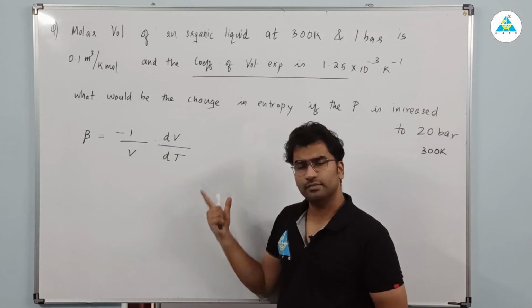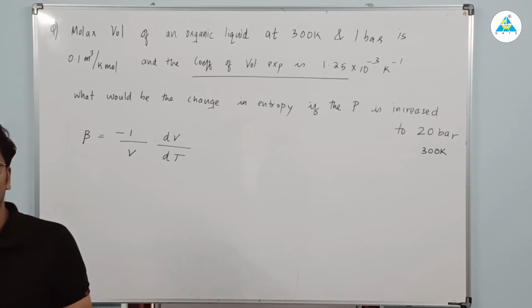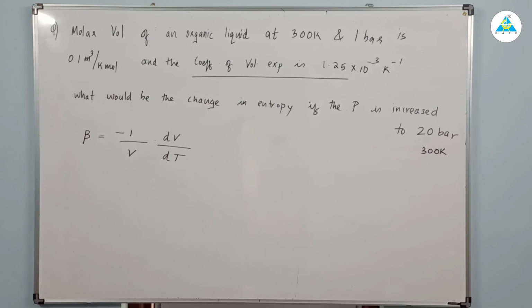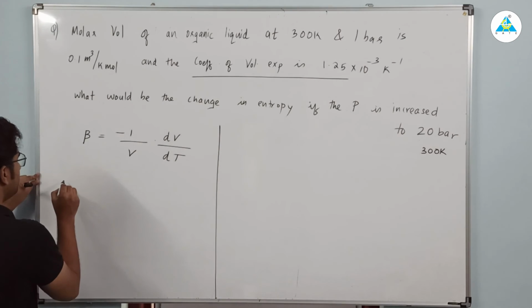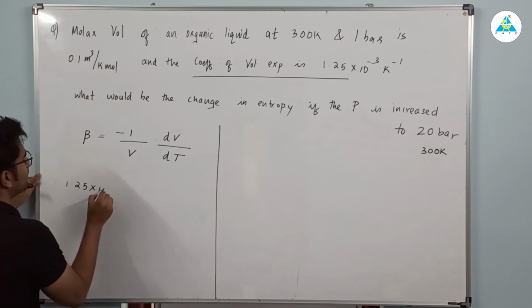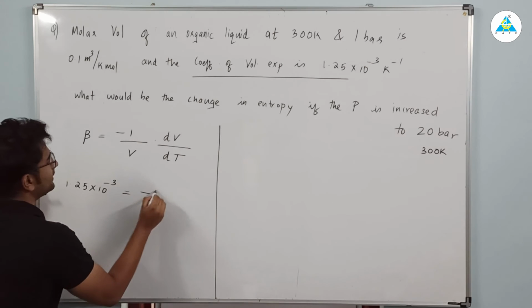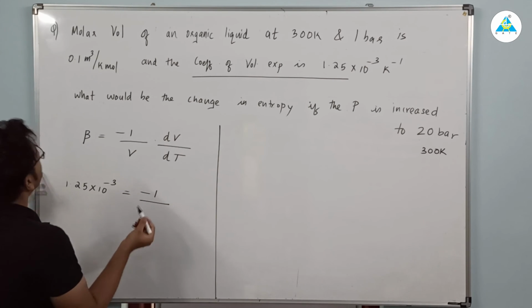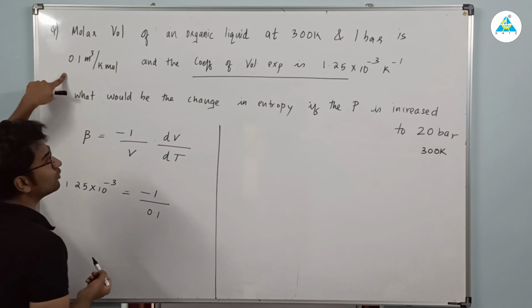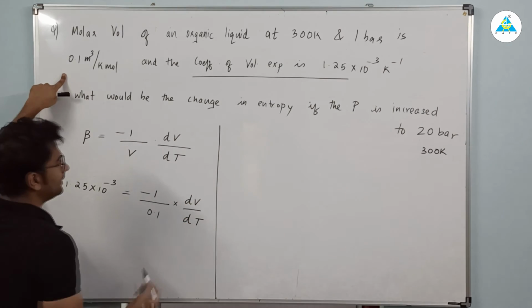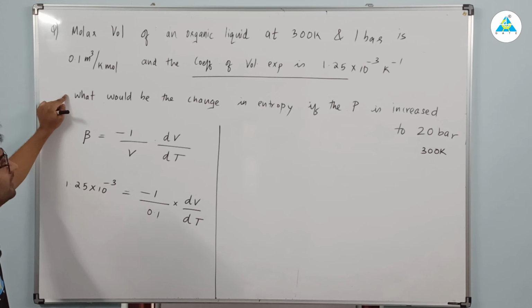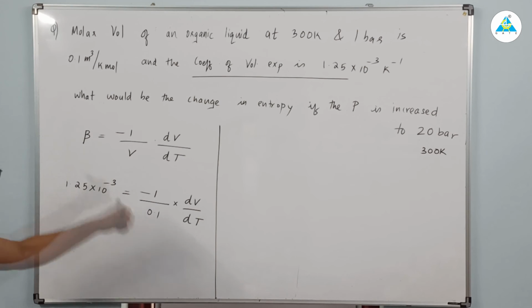Okay, so dV by V divided by dT. This is your equation for beta. So this value is given to you. Substitute all the values given in this particular question. So what will you get after substituting? Beta is given as 1.25 into 10 power minus 3 is equal to minus 1 divided by V. The volume is given as 0.1 meter cube per kilomole, multiplied by, we don't know what dV by dT is. That you don't know, right? So what is dV by dT? We don't know, no problem. What are we interested to calculate? We are interested to calculate the change in entropy, right.